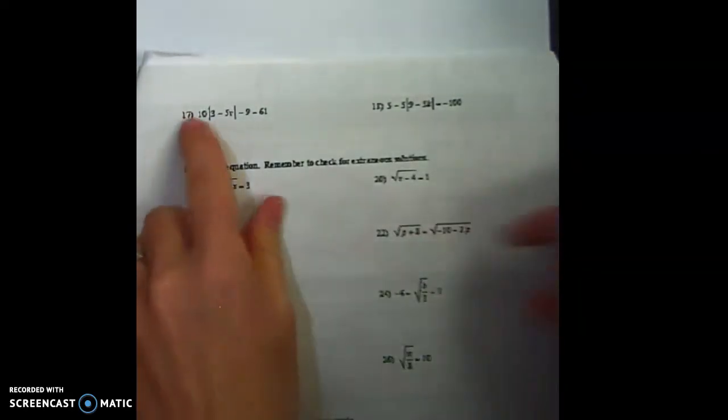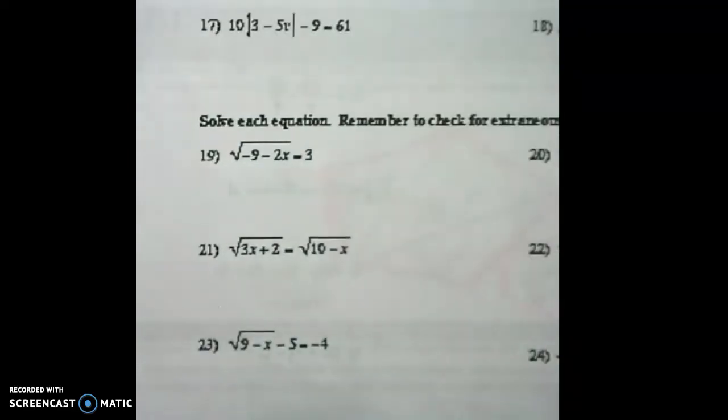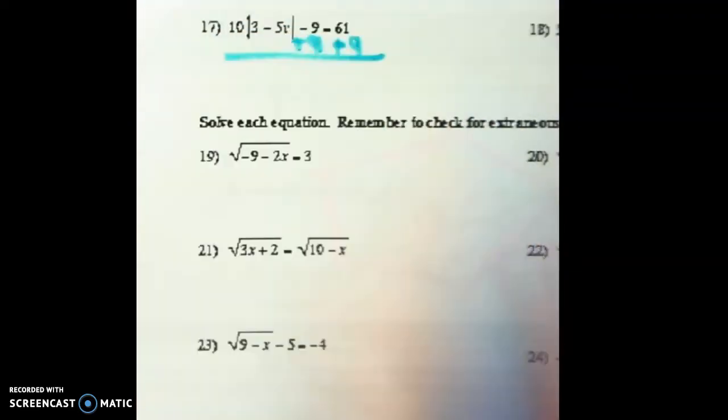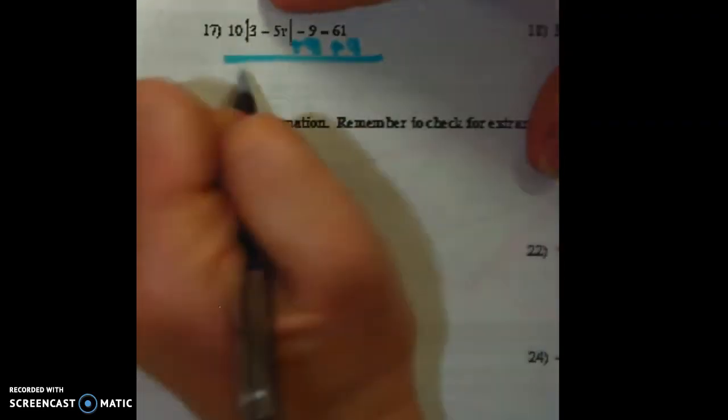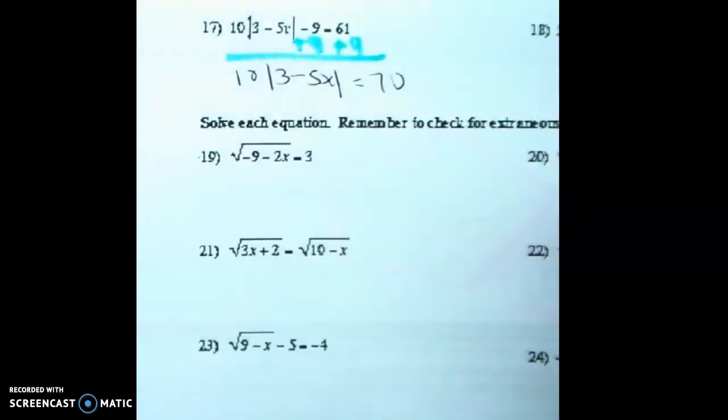So, I got a lot happening. The 10's my issue, and the 9's my issue. Let me zoom it in a little bit. Man, I did a bad job of giving you space. So, the first thing I'm going to do is add 9, add 9. I'm left with 10 times the absolute value of 3 minus 5x equals 70.